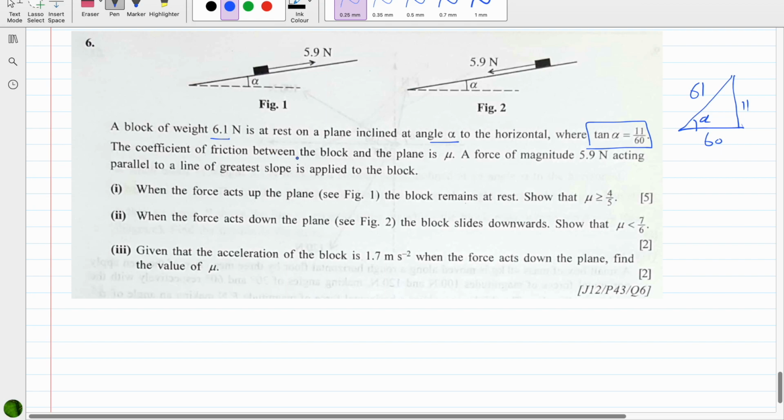The coefficient of friction between the block and the plane is mu. A force of magnitude 5.9 newtons acting parallel to the line of greatest slope is applied to the block as seen in the diagram. First part: when the force acts up the plane as shown in the diagram, the block remains at rest. So if it remains at rest, we know friction is actually greater than the applied force.